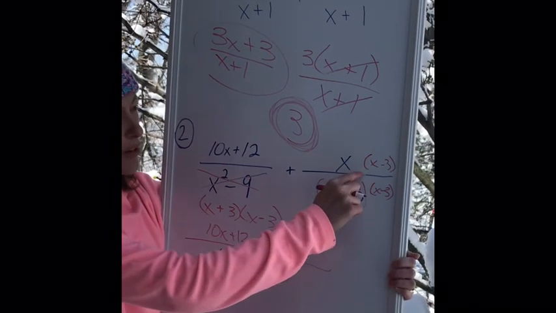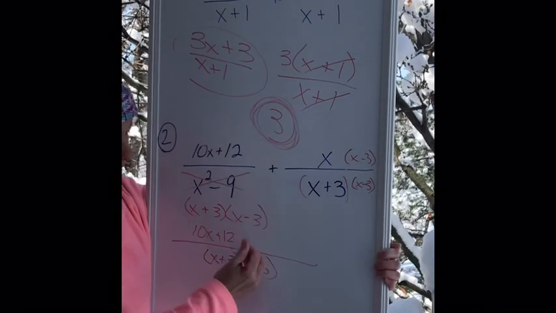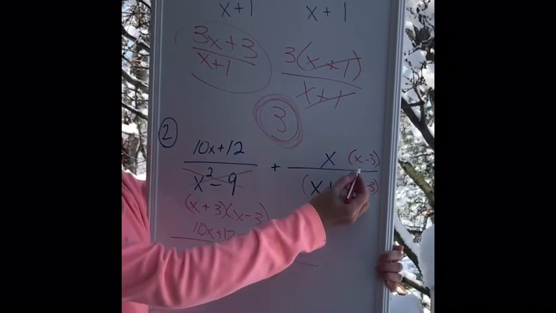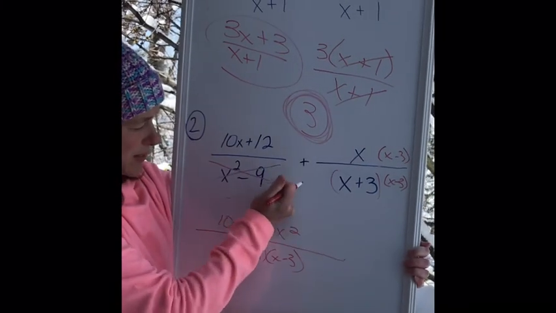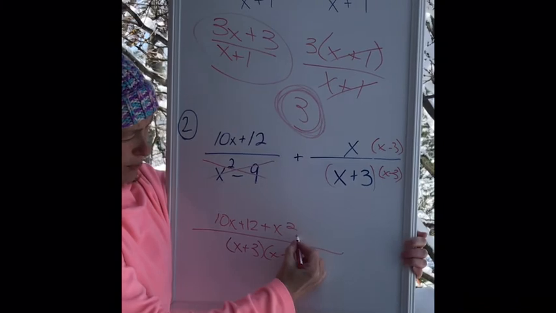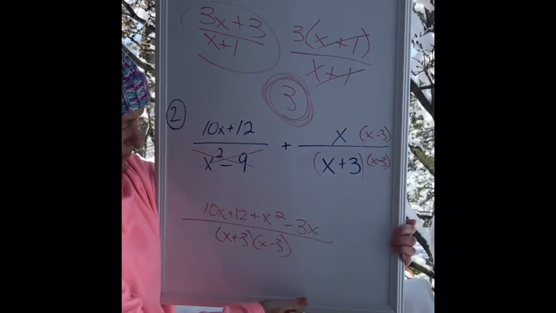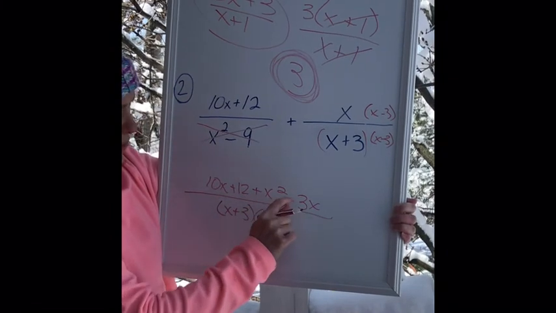Okay, so over here, I'm going to multiply by my x minus 3. So I've got an x times x, which is x squared. I'm going to erase this part so it doesn't confuse us. And then x times a negative 3 would be a minus 3x. All right, so I've got all this stuff, 10x plus 12 plus x squared minus 3x.